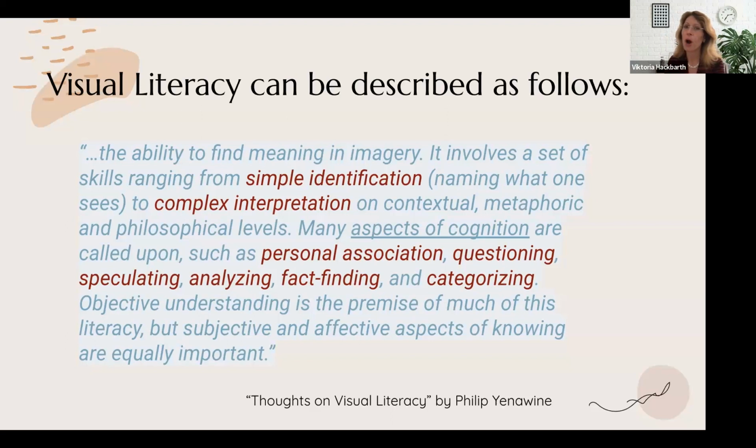Many aspects of our mind, our cognitions, are called upon, such as personal associations, questioning, speculating, analyzing, fact-finding, and categorizing, right? All these aspects of our mind are brought into play. Objective understanding is the premise of much of this literacy, but subjective and affective aspects of knowing are equally important. So objective and subjective understanding and knowledge and interpretations are both important when it comes to analyzing images.